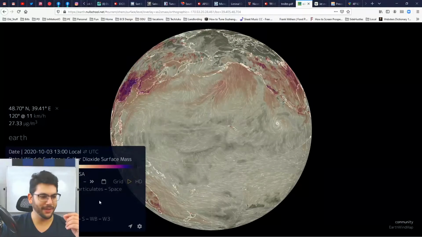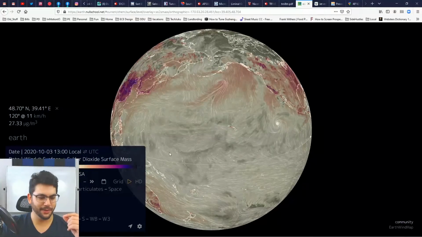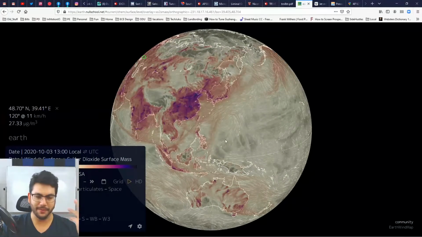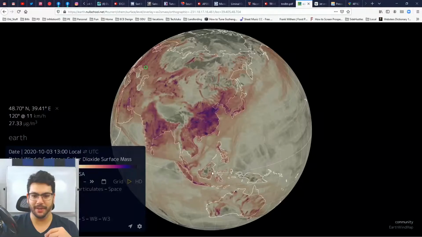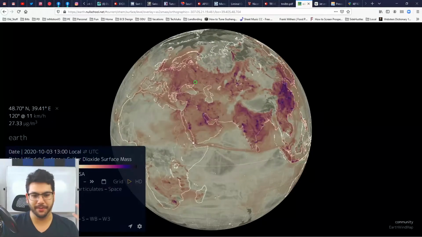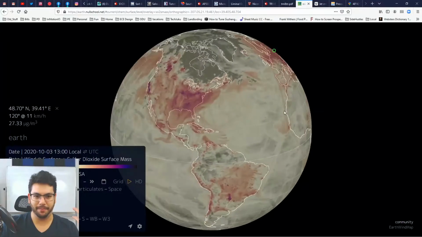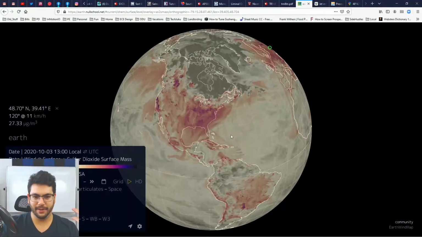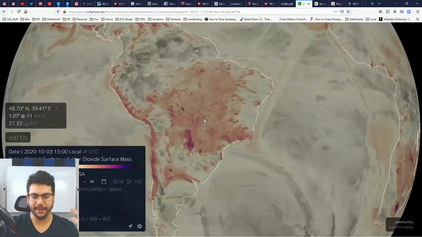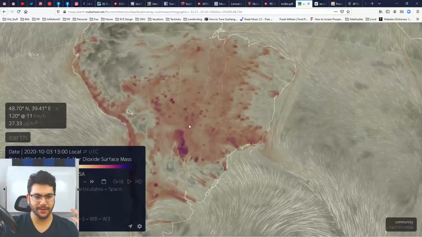Here's sulfur, SO2, sulfur dioxide. What is this? SM means surface mass. So I guess this is just accumulated. I don't know what produces SO2. Maybe it's a pollutant in manufacturing. Not sure. There's pockmarks of them down here though in Brazil, so that's interesting.